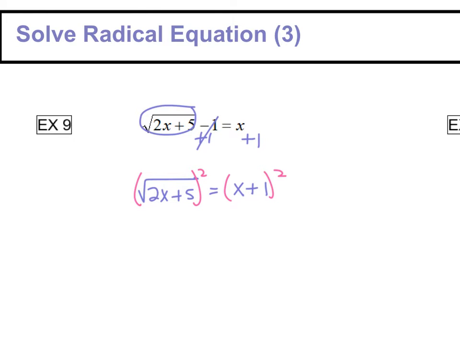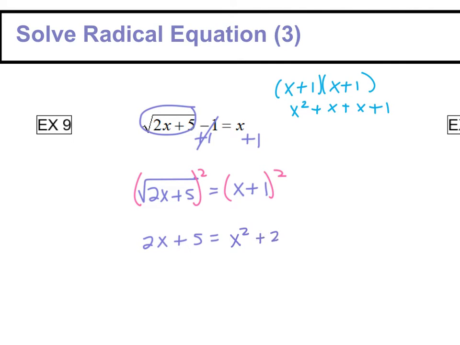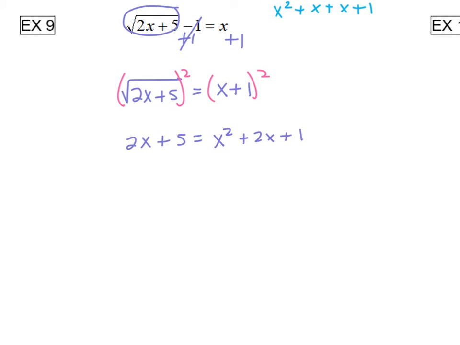And we saw this in another video where we are squaring a binomial right here, which means we have to actually FOIL that out. So x plus 1 times x plus 1. First, outside, inside, last gives you x squared plus x plus x plus 1, or x squared plus 2x plus 1. We have an equation with no radicals, but we do have x squared and x terms.